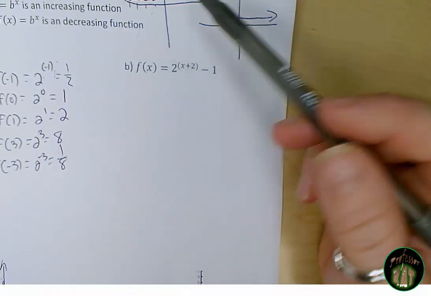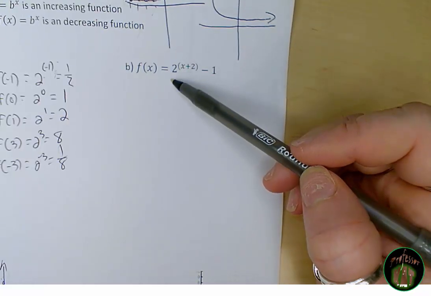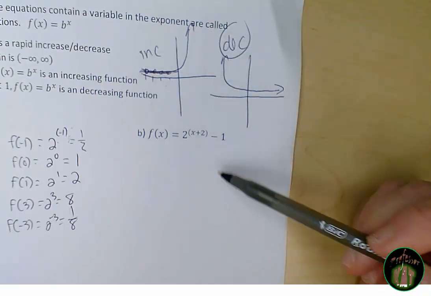Moving on to our next example. Our next example is also an increasing function because our base is a 2. Remember, if it's greater than 1, it's an increasing function following this shape right over here.